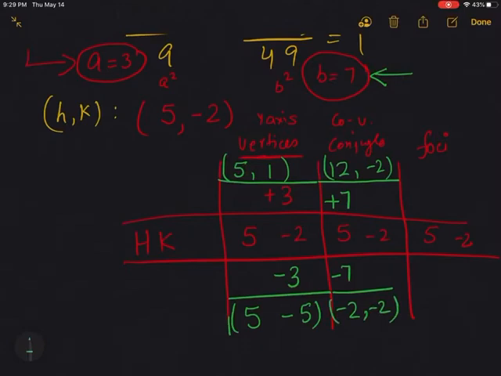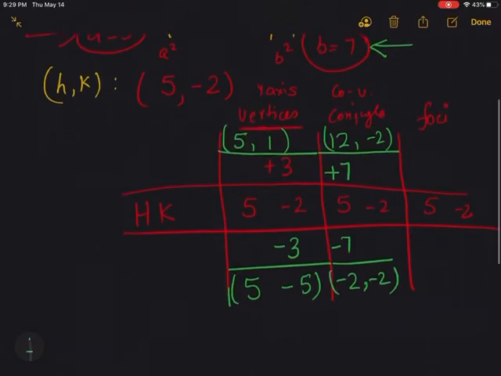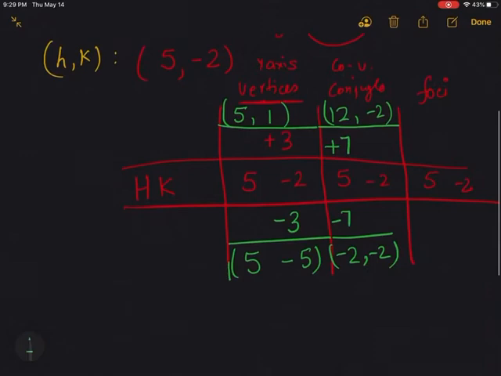And the last one, we need to find foci, but first you have to have the c value. How do we find c?